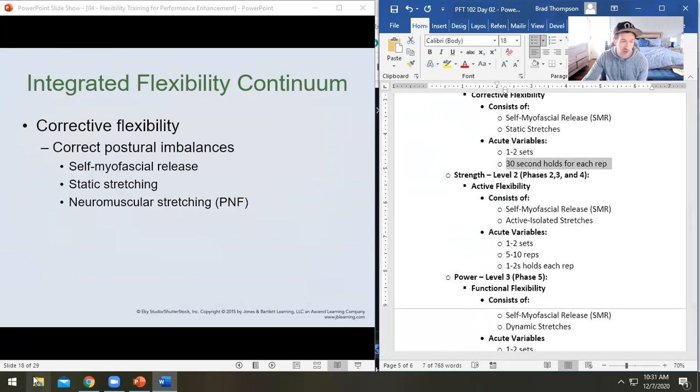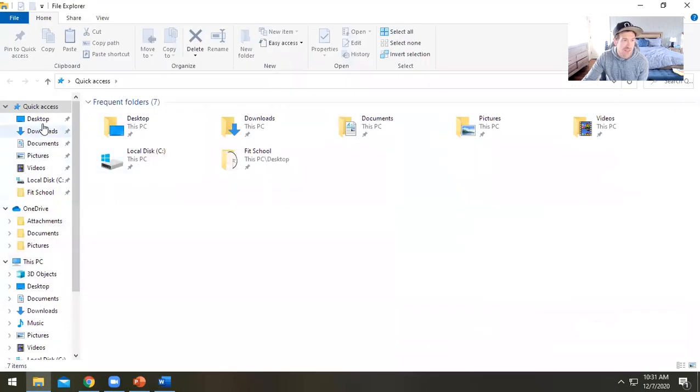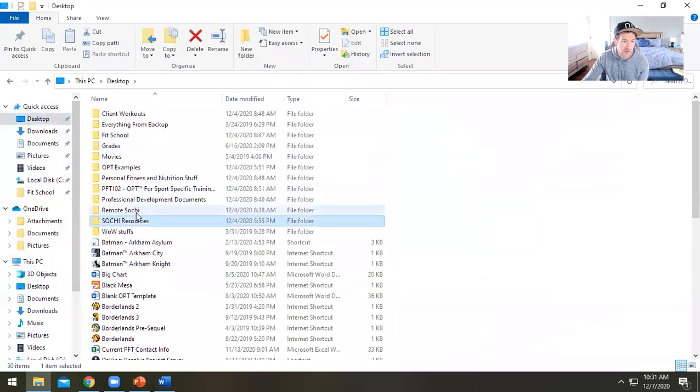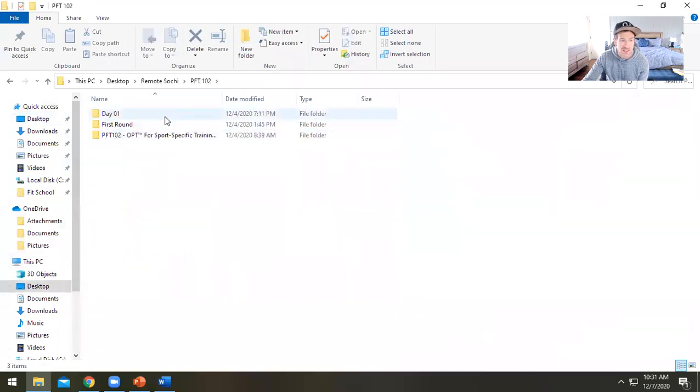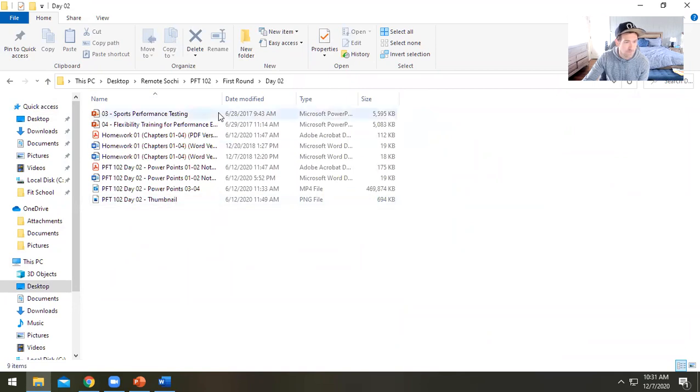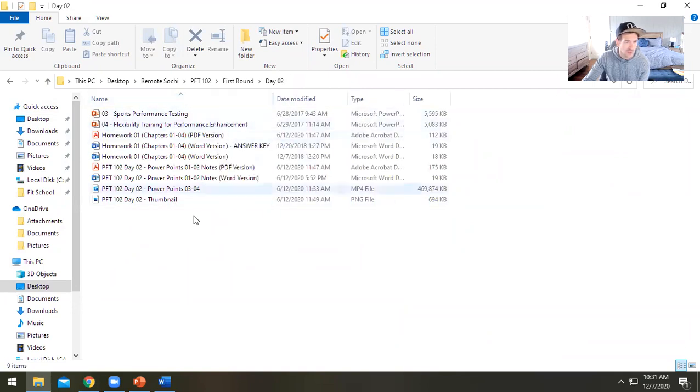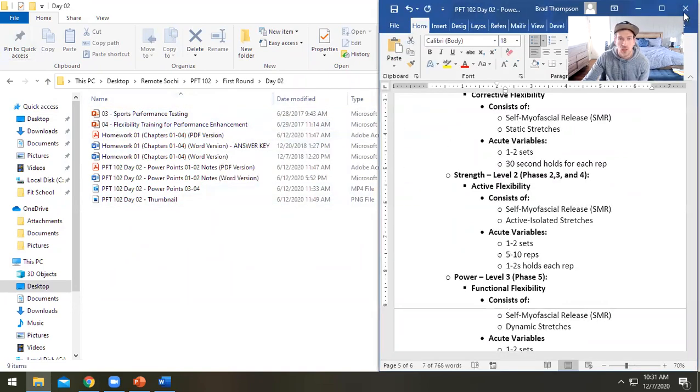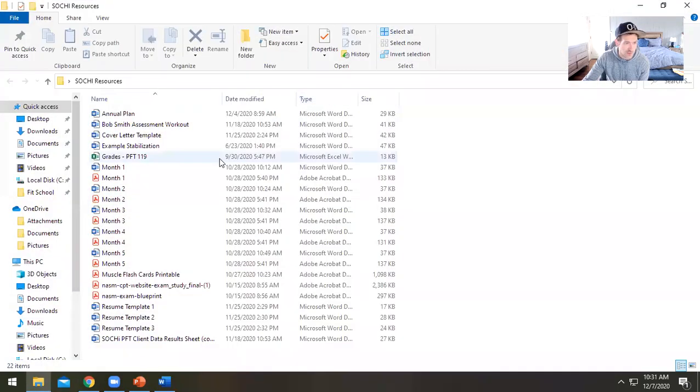So when you're writing a program for your client, who that client is in stabilization, in here? No. Crap. Hold on one second.